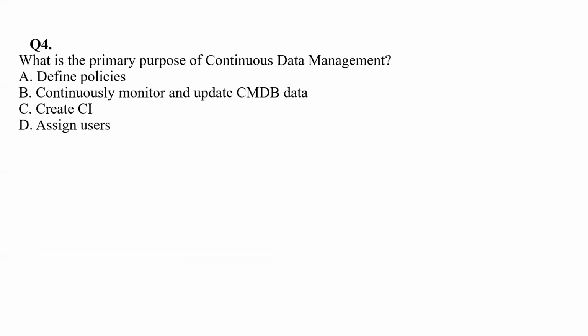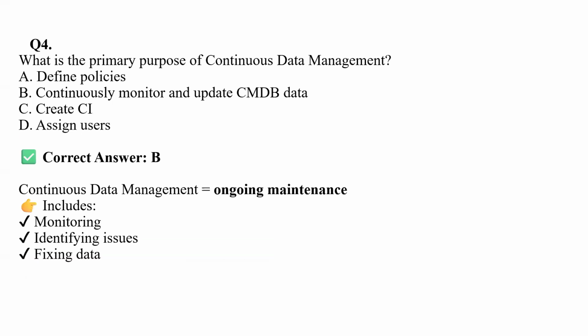Next one. What is the primary purpose of continuous data management? Option A, define policies. Option B, continuously monitoring and updating the CMDB data. Option C, create CA. Option D, assign users. The correct answer is continuous monitoring and updating CMDB. It means ongoing maintenance: monitoring, identifying issues, and fixing data.